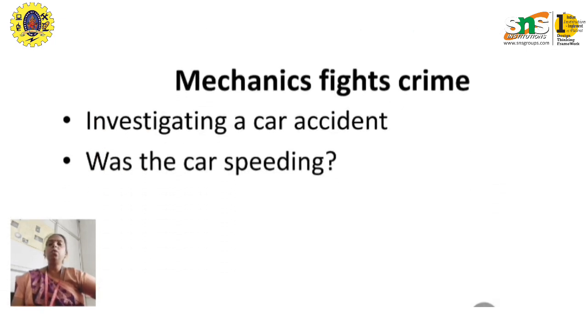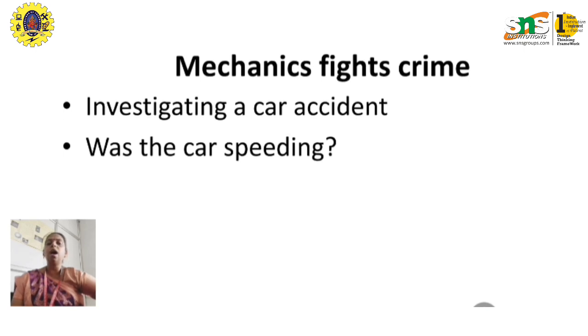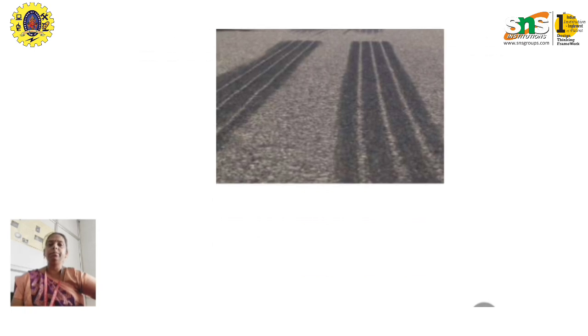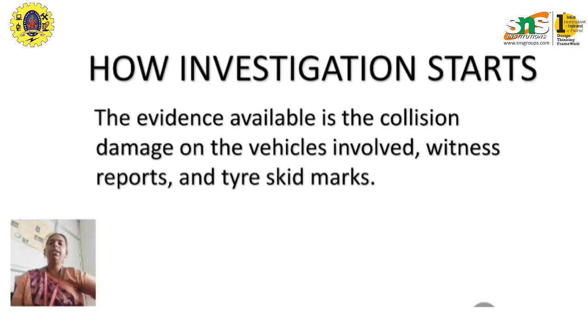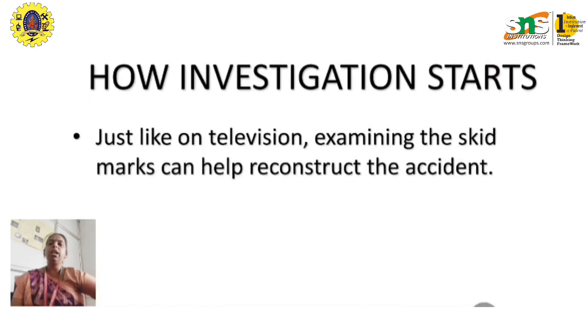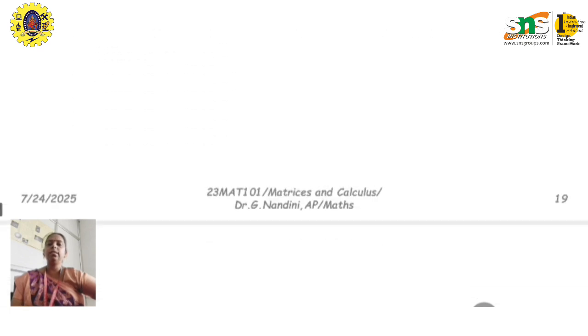Of course, it is also used in investigating a car accident. Was the car speeding? We can use this analysis. Using a photograph of the car tire skid mark, the police are able to analyze the crime scene. The evidence available is the collision damage on the vehicles involved, witness reports and tire skid marks. Just like on television, examining the skid marks can help reconstruct the accident.